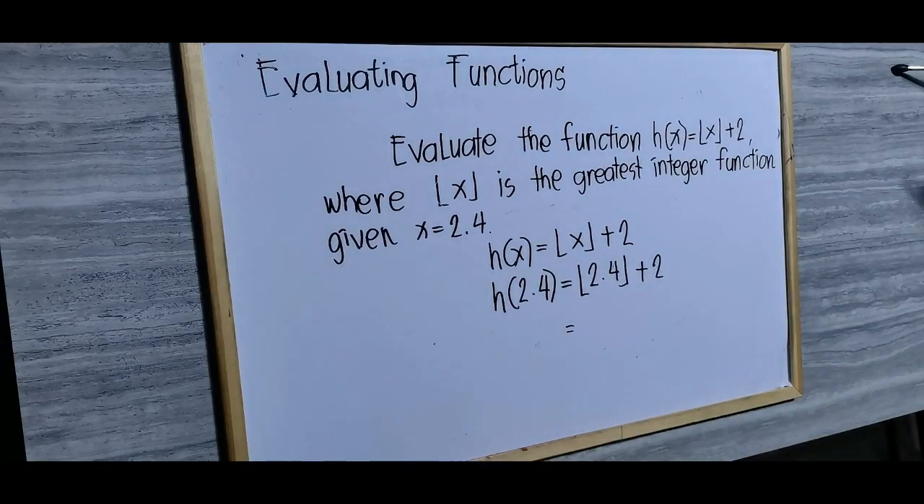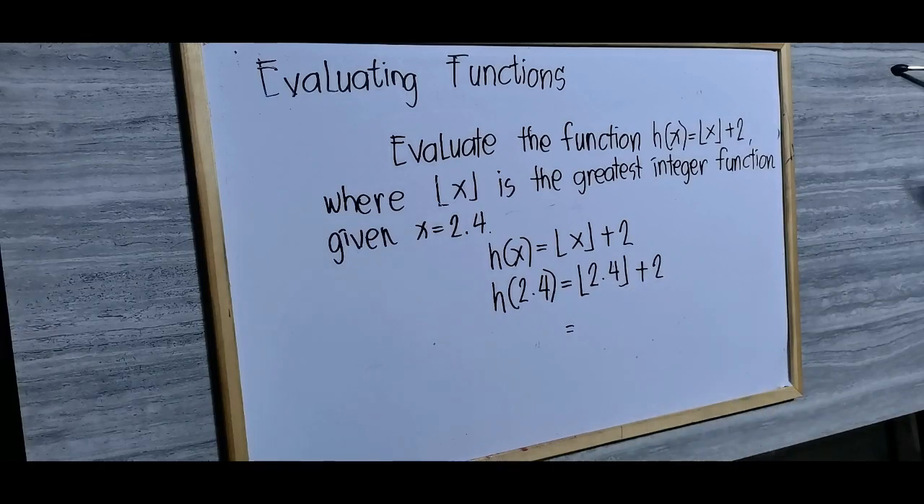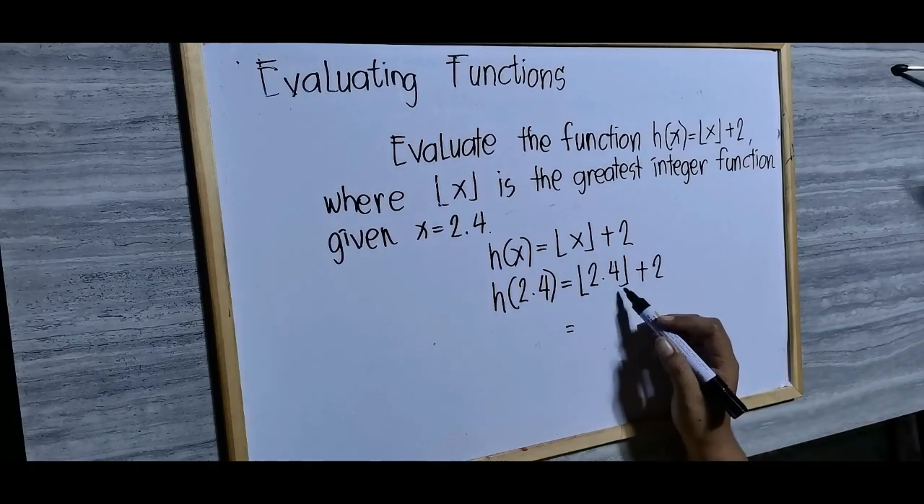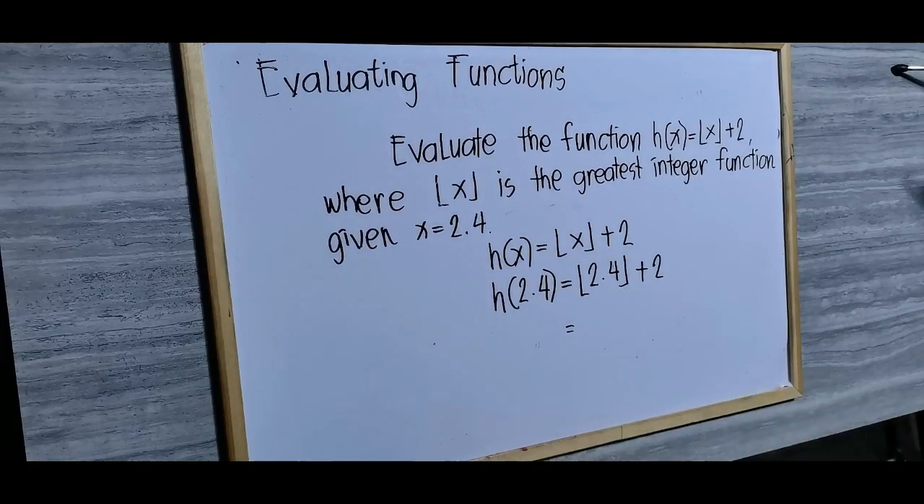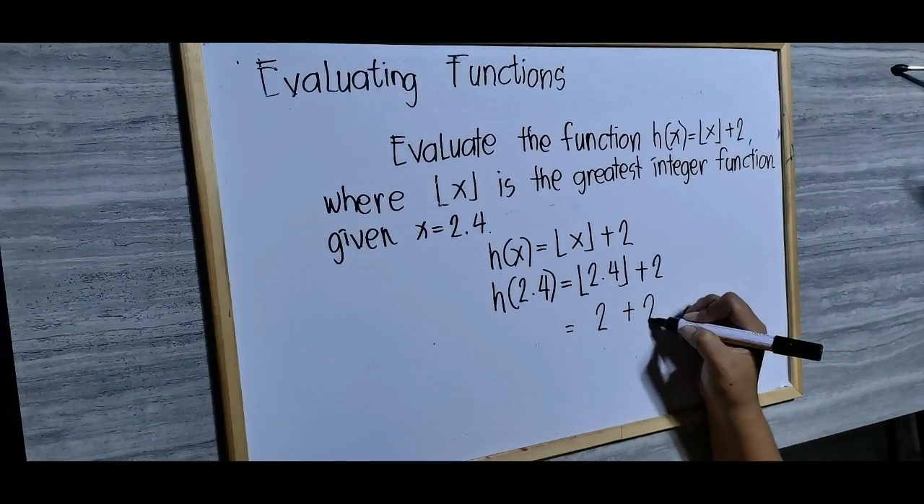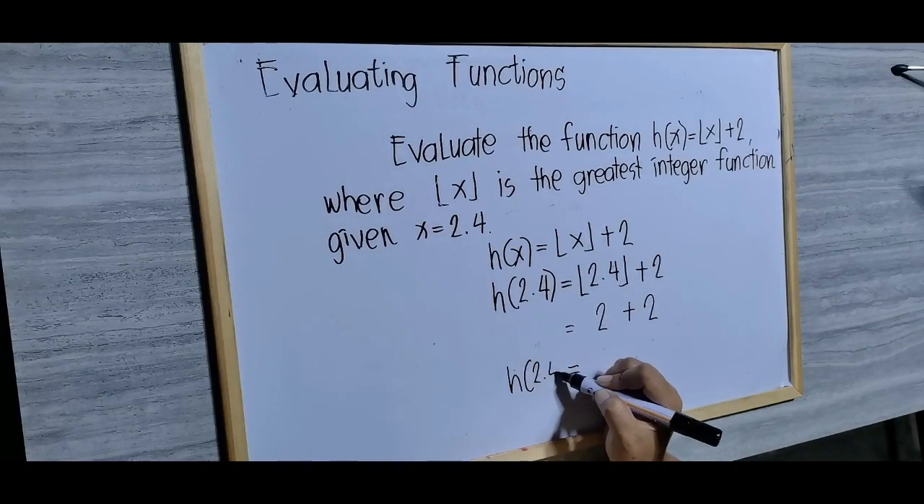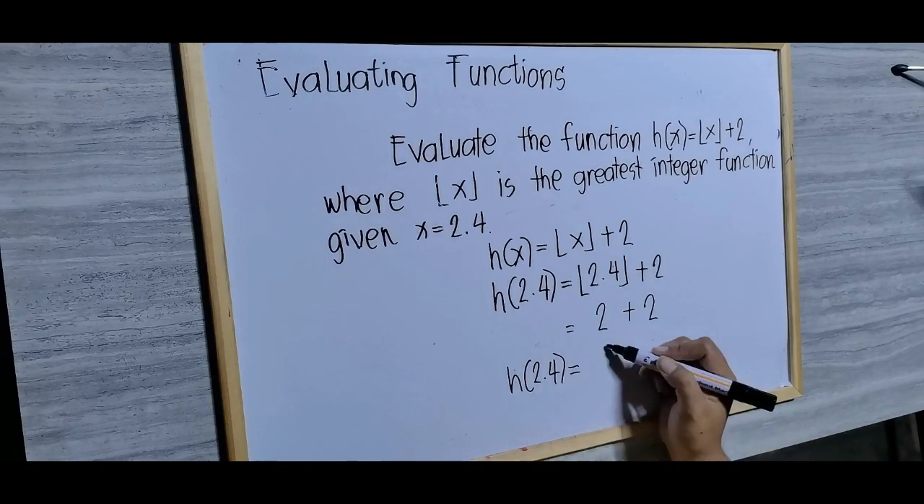Okay, now, let us determine the greatest integer function of 2.4. Again, the greatest integer function is the integer that is less than the number, and that number is 2.4, and the integer that is less than 2.4 is positive 2. So we have 2 plus 2. So we have h of 2.4 is equal to 4.